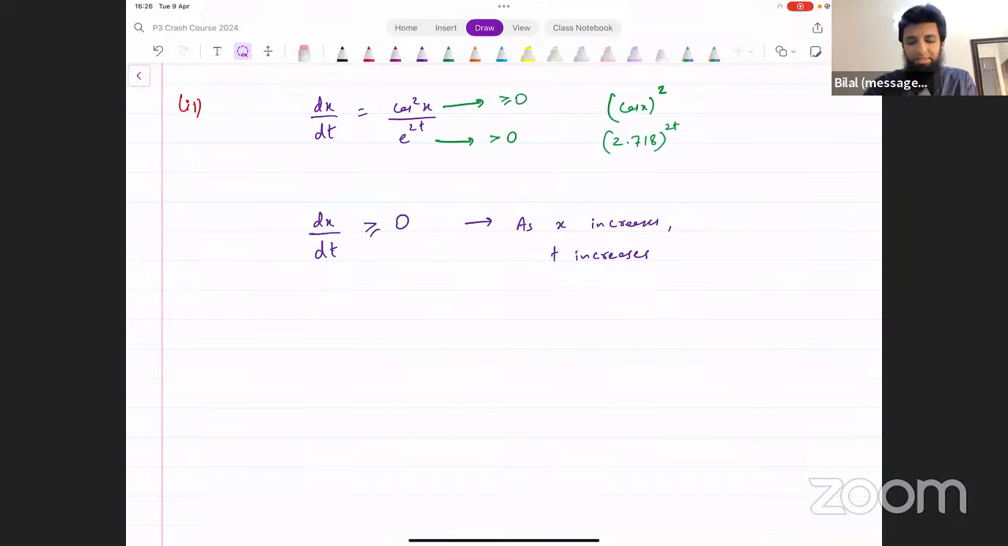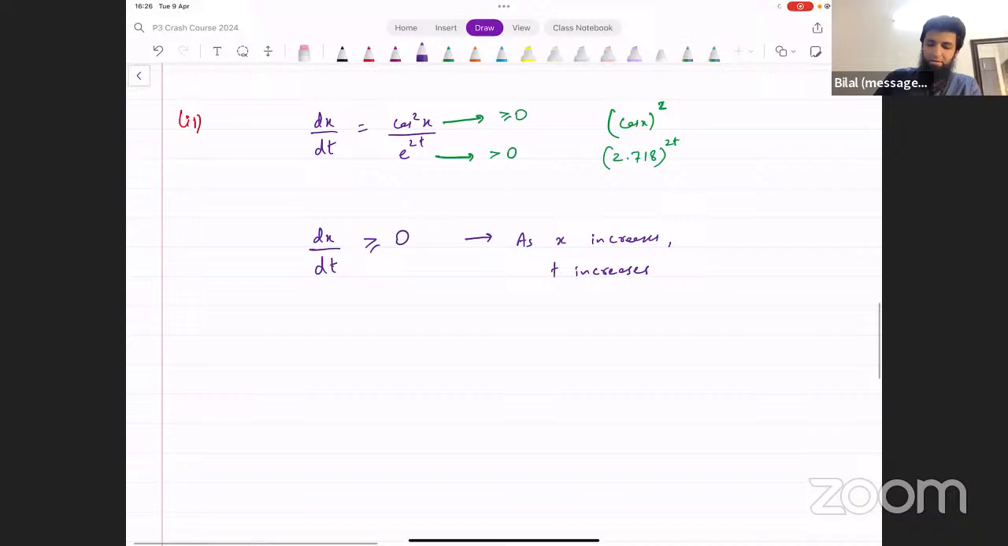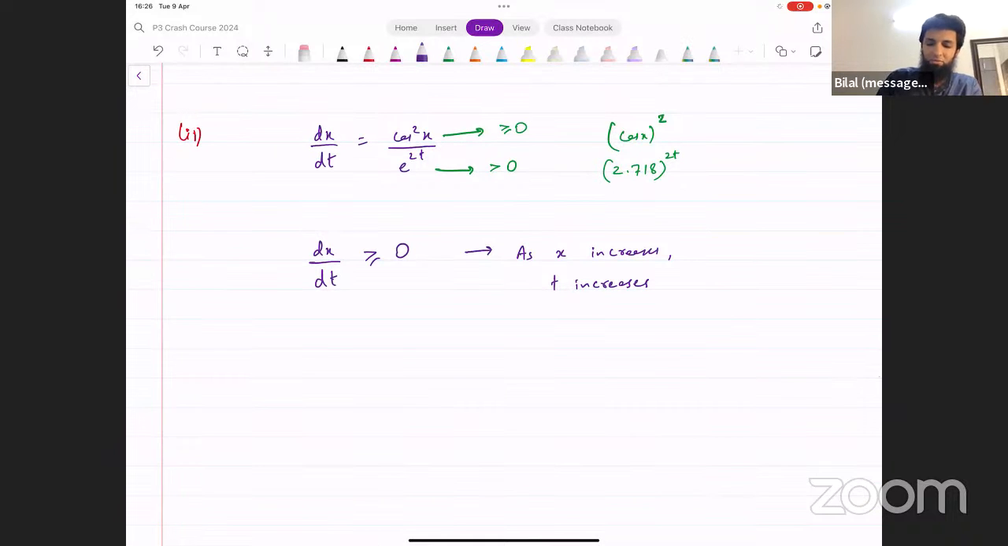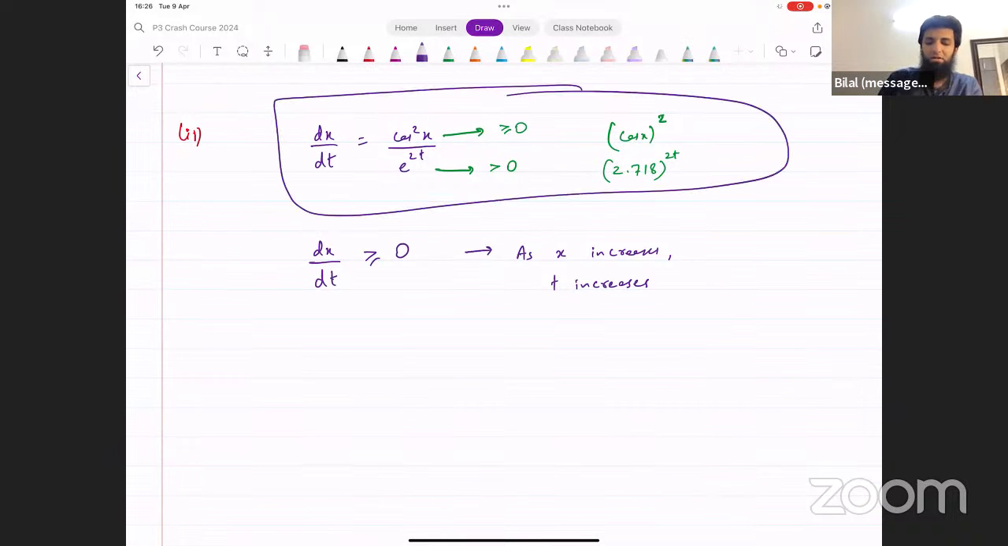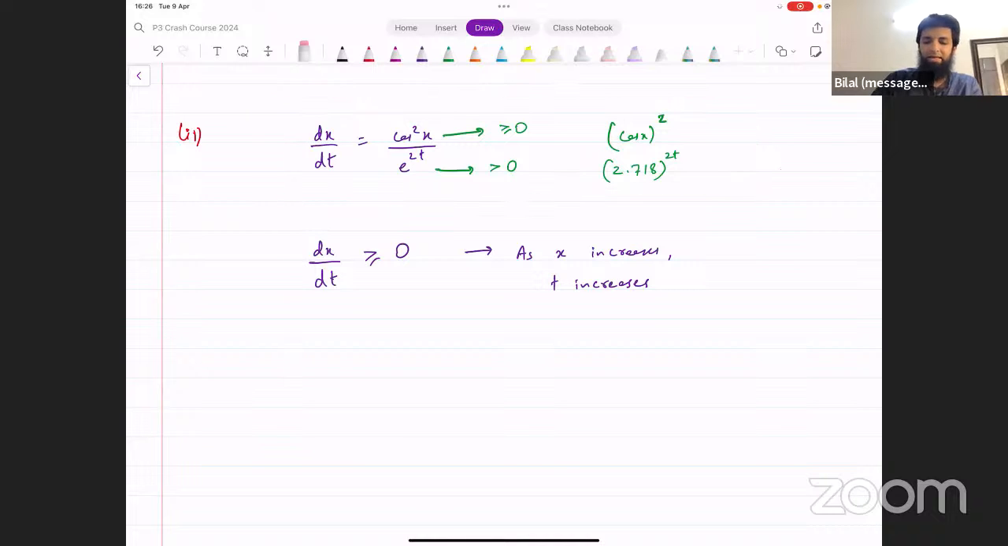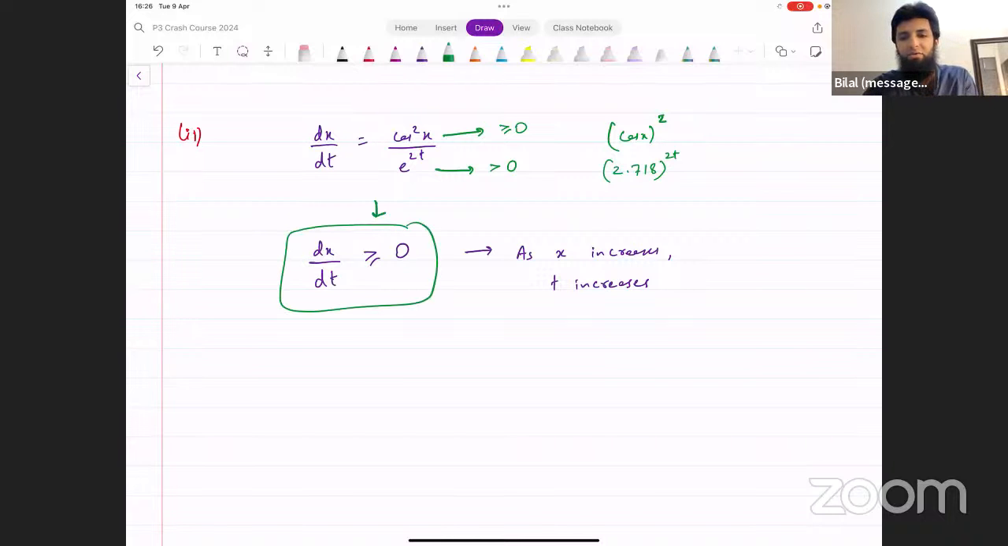Okay. Now, in this case, I expect you to understand this logic. And the examiner would expect you to understand this logic as well. But you're only going to get marks for writing this one statement. You just have to write dx over dt is greater than or equal to 0. If you've written that statement, that is what is going to get you marks for this.